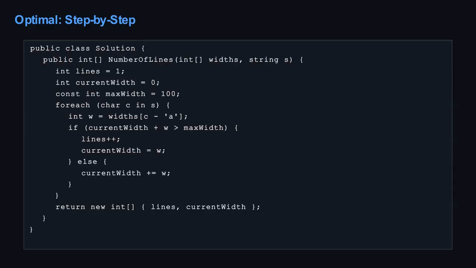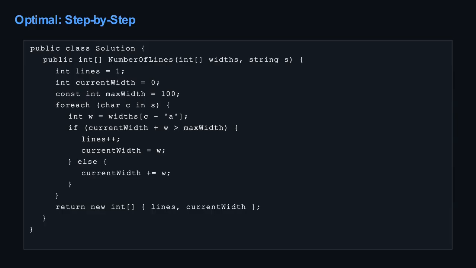Line count is 2. Now we pick the letter U. Width is 10. 100 plus 10 is 110. This is greater than 100, so we increment the line count. Line count becomes 3. We reset current width to 10 for the letter U. Now line count is 3 and current width is 10. We pick V. Width is 10. 10 plus 10 is 20.